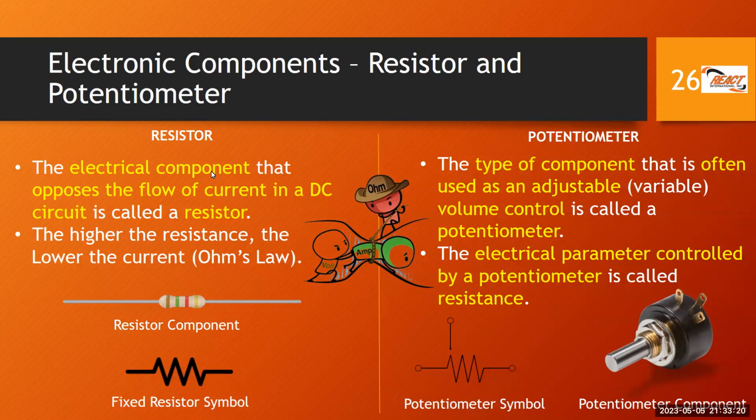So, electronic components, resistors, and potentiometers. We did discuss in our previous session Ohm's law, and we talked about resistance, and we talked about current, and we talked about voltages. And we said in an electric circuit, there can be resistance to the flow of the electrons. And sometimes we may want to put a component to resist that current flow. And that electrical component that actually resists or opposes the flow of current is called a resistor.